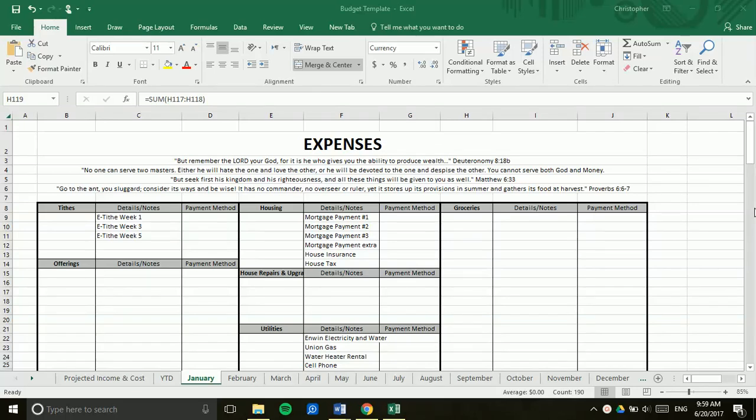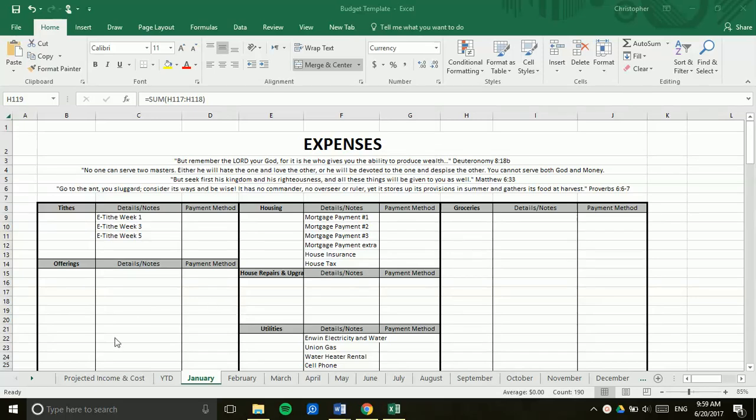Okay, today we're going to look at the budget template here. Hopefully this can be a useful tool for you to keep track of expenses and also set up a budget so that you can stay within that and have some greater financial freedom that way. And also continue to steward the gifts God has given you well.